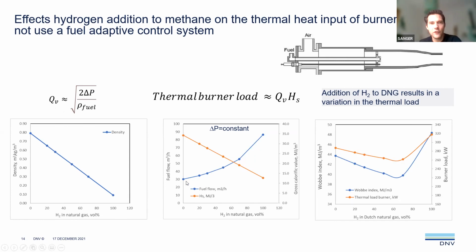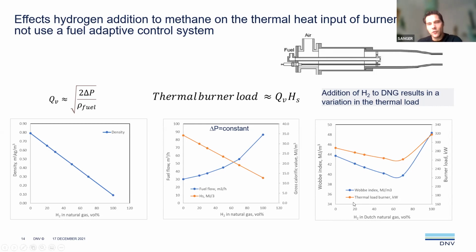Here you see the fuel flow, the blue line, increases when you add more and more hydrogen. You see an increase from 30 to 90, so a factor of 3 increase. Of course, the calorific value decreases at the same time. When you switch from natural gas to hydrogen, that's also decreasing with a factor of 3. So that basically compensates the amount of energy that you supply to the burner tip. And that's what you see on the right-hand side.